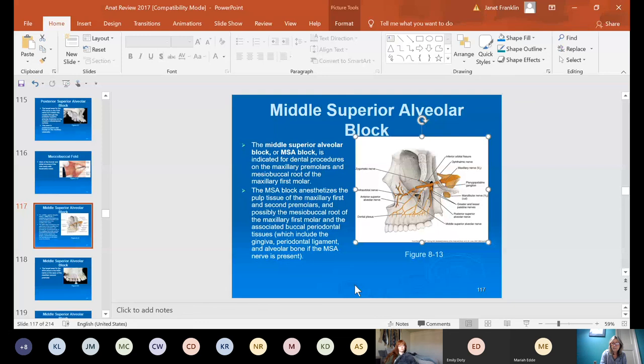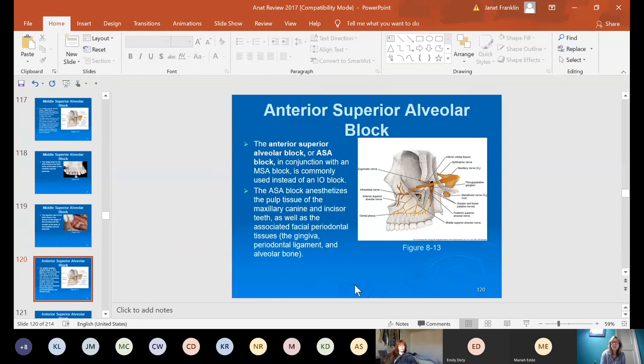Not going to show you how to do that injection. Anterior superior alveolar, same thing. You're coming off the maxillary division or V2. It's going to branch off. So this one is going to travel to the infraorbital foramen right here with the infraorbital nerve.